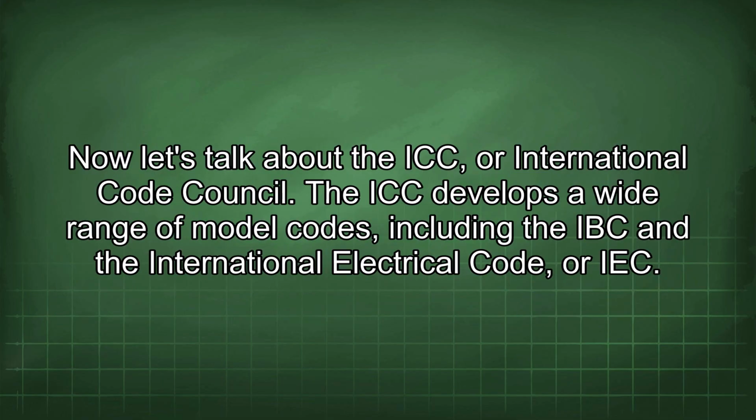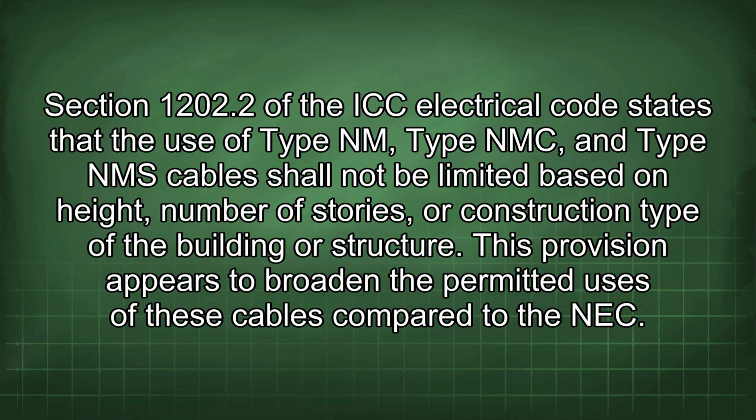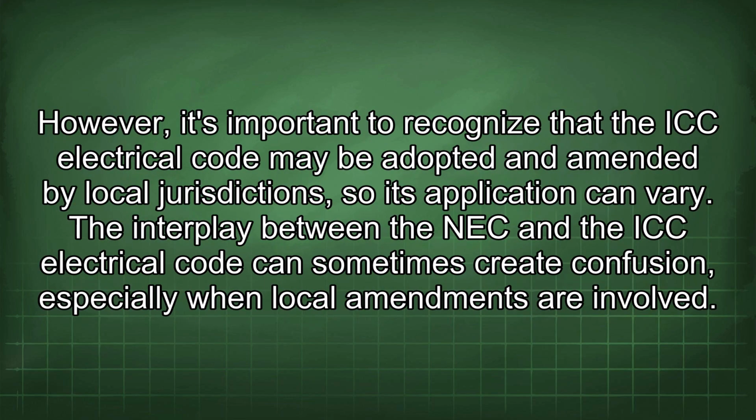Now let's talk about the ICC, or International Code Council. The ICC develops a wide range of model codes, including the IBC and the International Energy Conservation Code, or IECC. Section 1202.2 of the ICC Electrical Code states that the use of Type NM, Type NMC, and Type NMS cables shall not be limited based on height, number of stories, or construction type of the building or structure. This provision appears to broaden the permitted uses of these cables compared to the NEC. However, it's important to recognize that the ICC electrical code may be adopted and amended by local jurisdictions, so its application can vary.